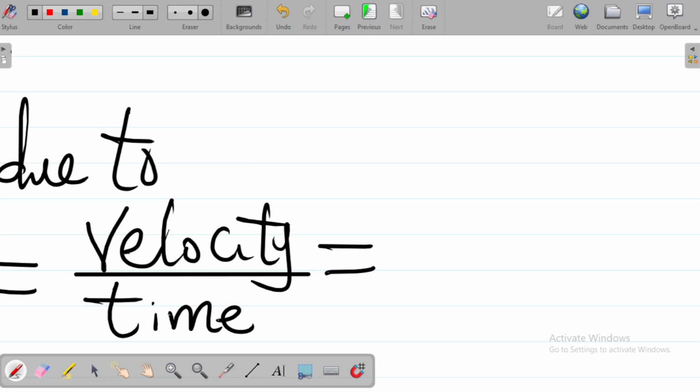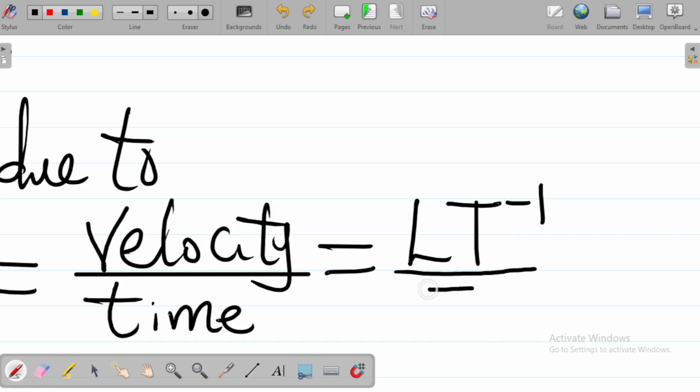So it is equal to velocity, which is displacement all over time. The unit of velocity is L t raised to power -1, and then all over time, which is in seconds. So we write here capital letter T instead of S.